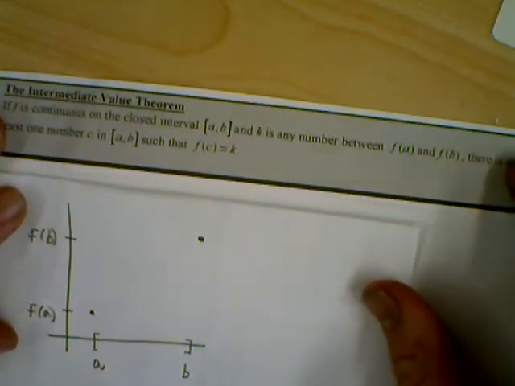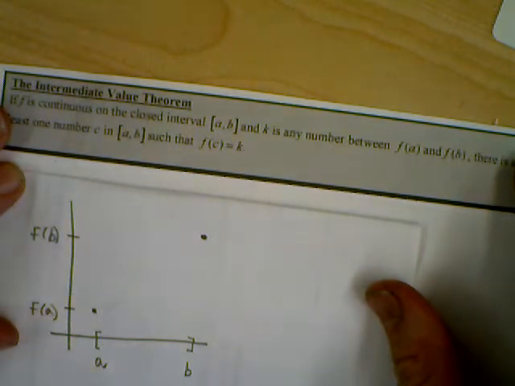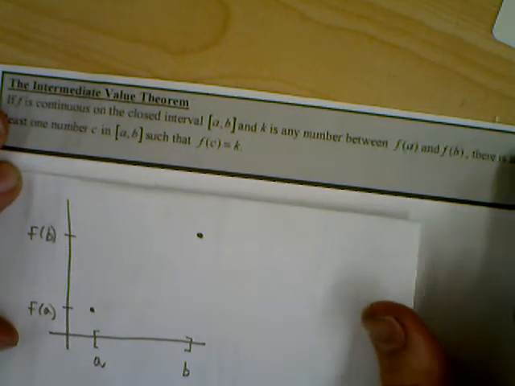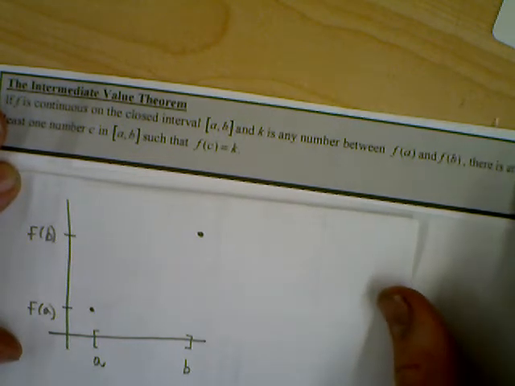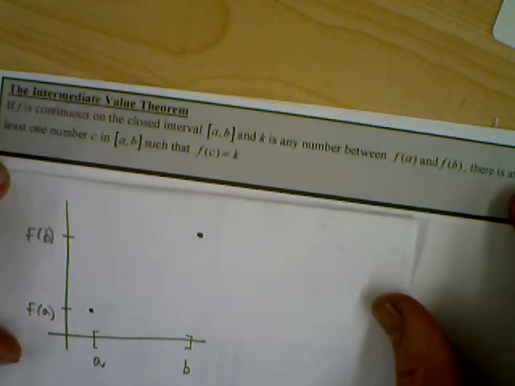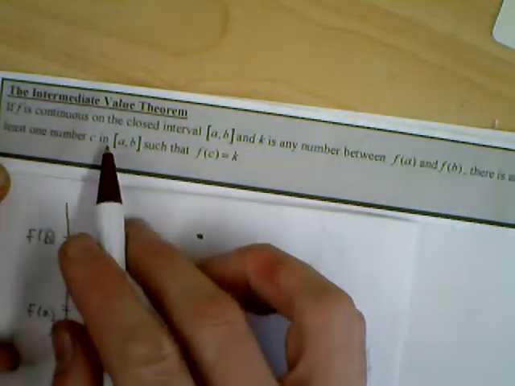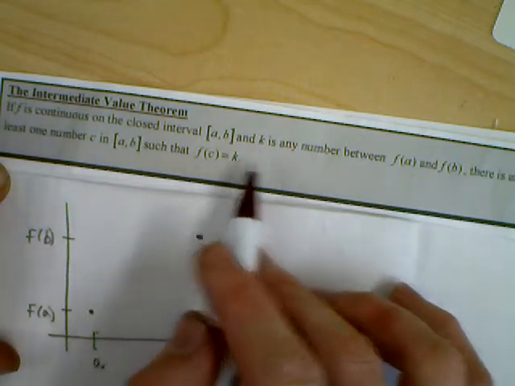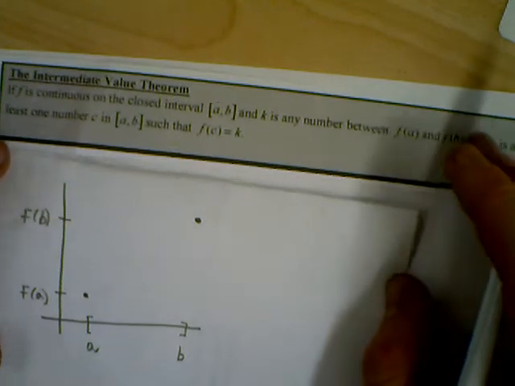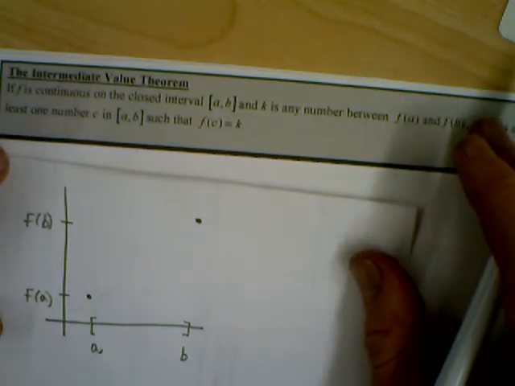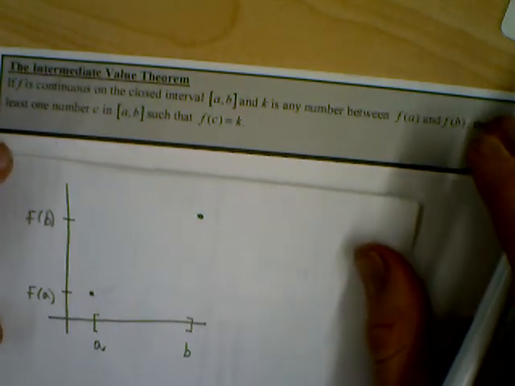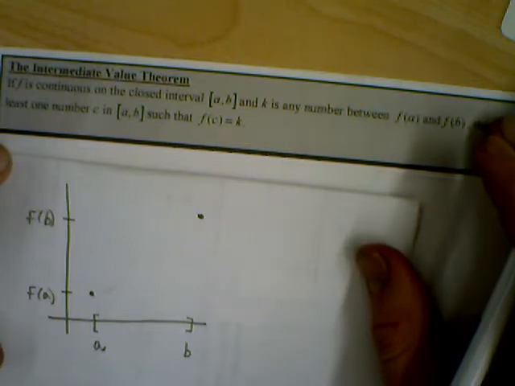All right, this is video number 4 on the intermediate value theorem. If f is continuous on the closed interval [a, b] and k is any number between f of a and f of b, there's at least one number c in the interval from a to b such that f of c is k. All right, so this is some more complex wording for a relatively straightforward concept.